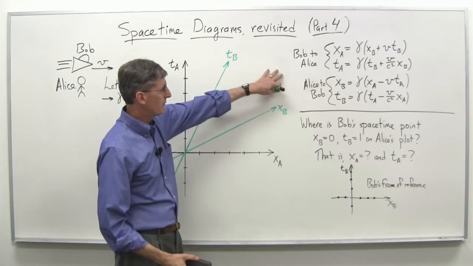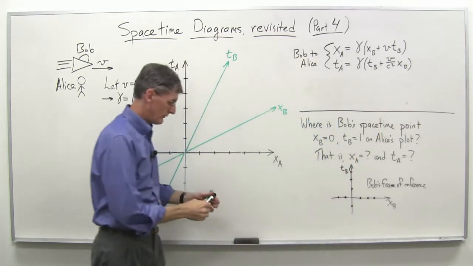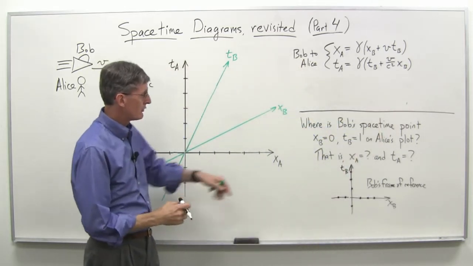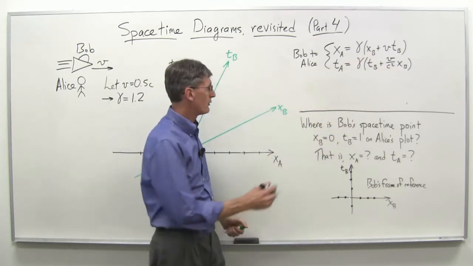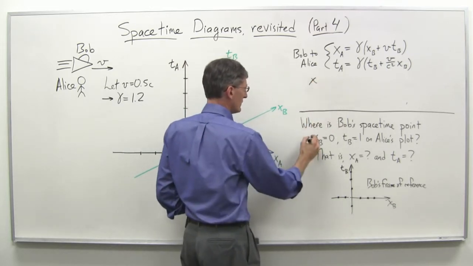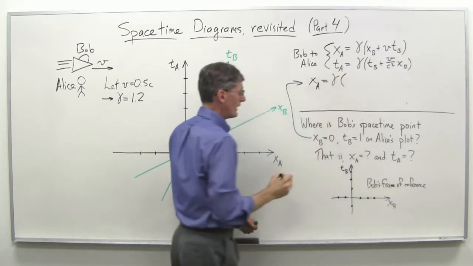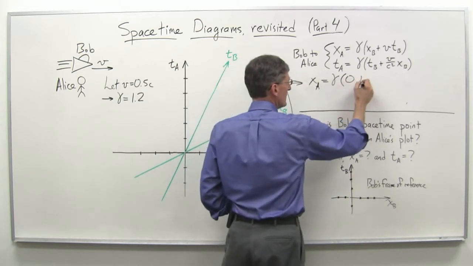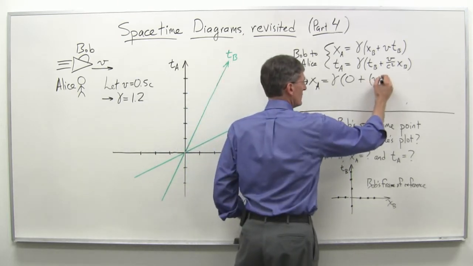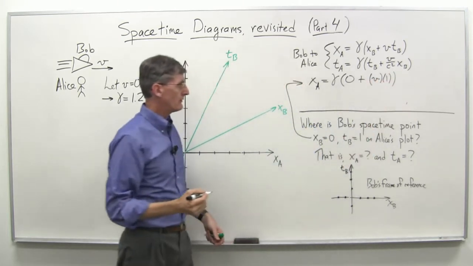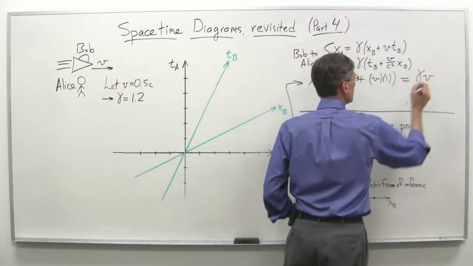So if we look at our equations up here, it's actually the top pair that work well this time. So we'll erase that and say, okay, because note I've got X_B equals 0, so I can put 0 in for the X_B's here. And T_B equals 1. And so what I get for that, if I do that, so we're going to put these in here. So I get X_A equals gamma times, now X_B is simply 0, plus v times T_B, which is 1. So I just get v times 1. And obviously 0 plus v is just v. So this becomes gamma v.